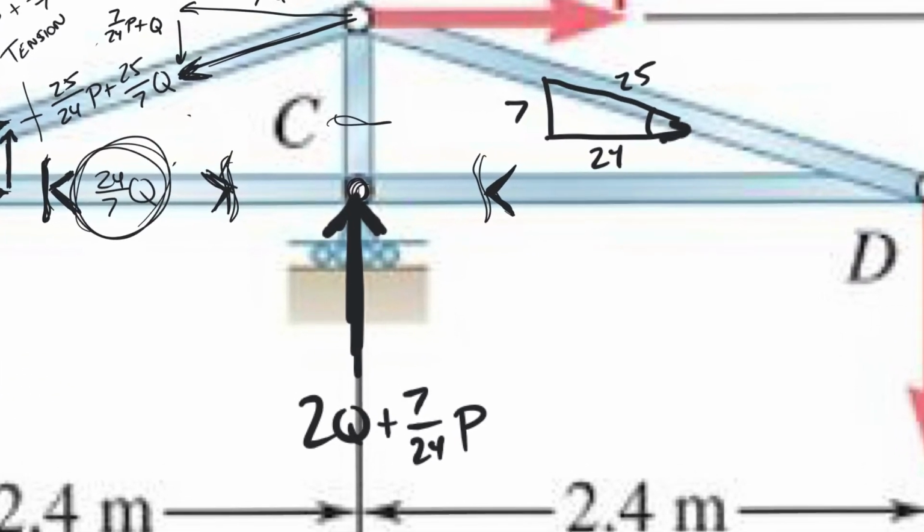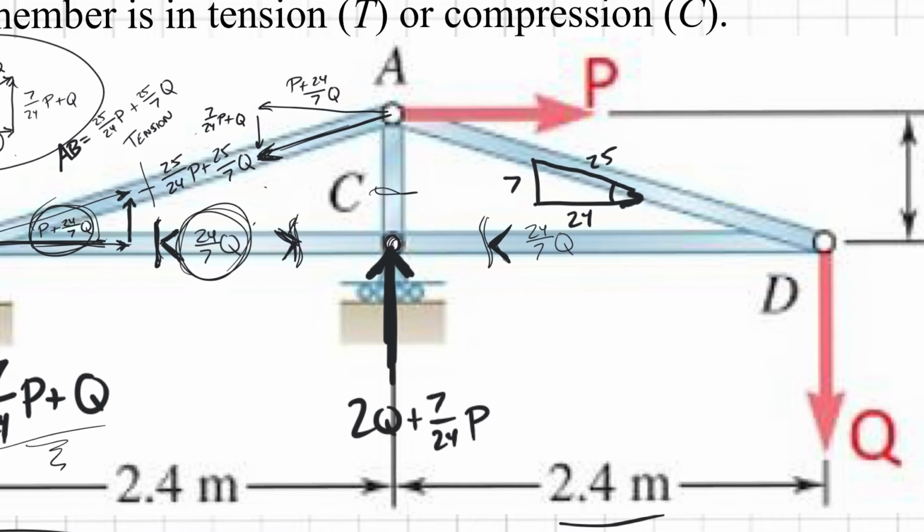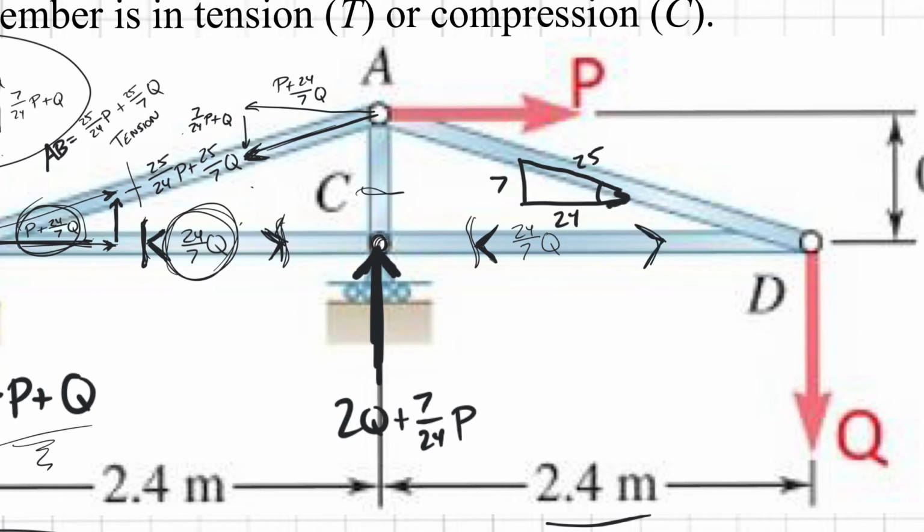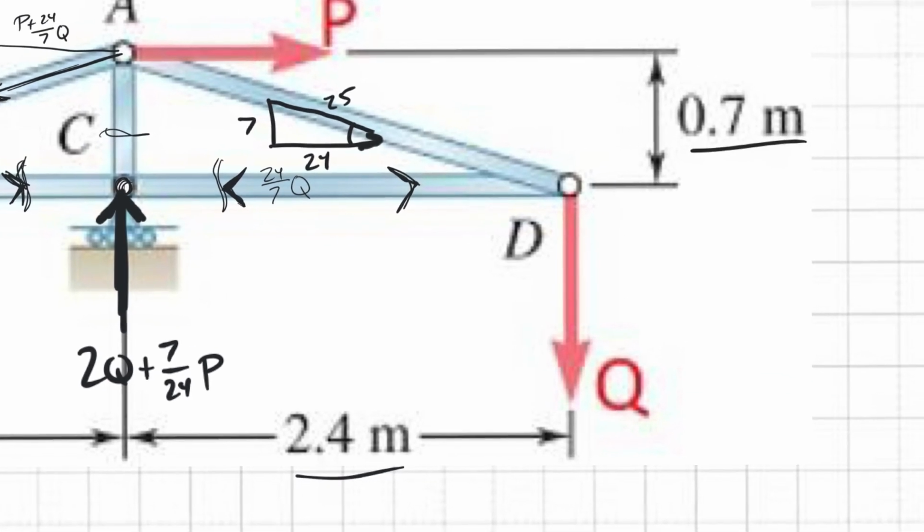Now I'm looking at this joint right here, joint C. I've got 24 over 7q acting on it to the right. And the only force that can come from the left is this one, so it's going to have to push. So I've got 24 over 7q pushing from the left, and from the right I need another push, 24 over 7q, and that's going to push in both directions. So this is compression. BC and CD are both in compression.